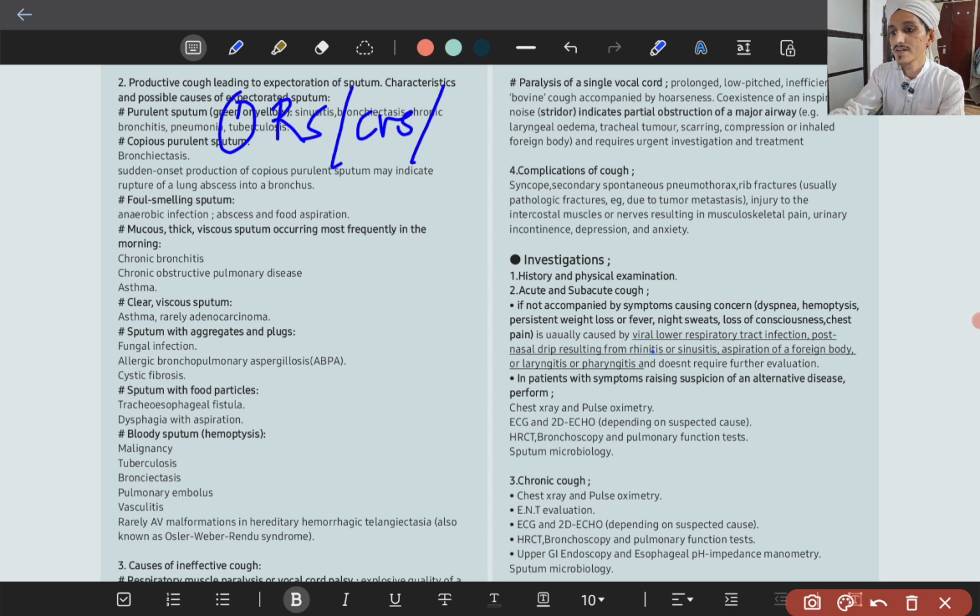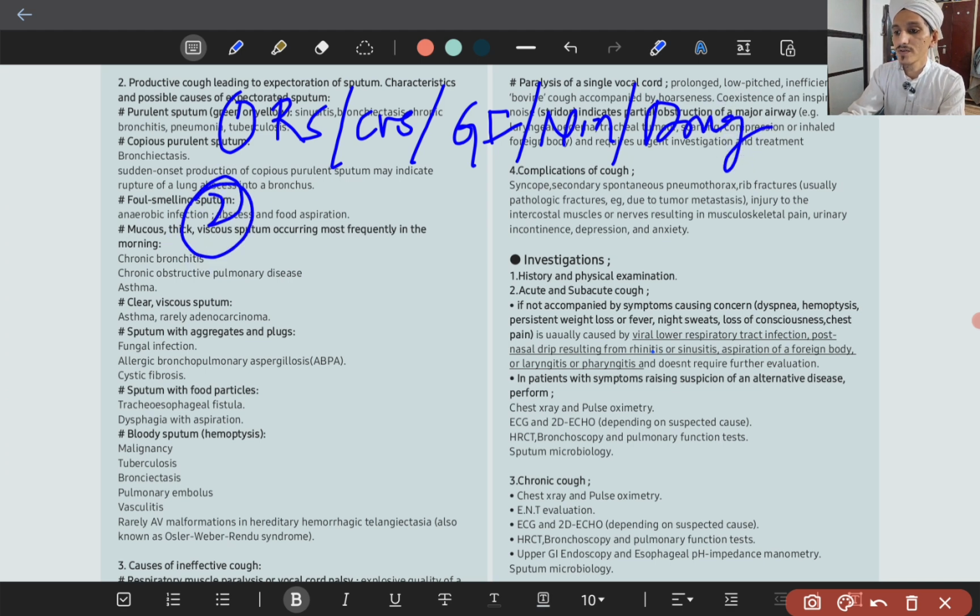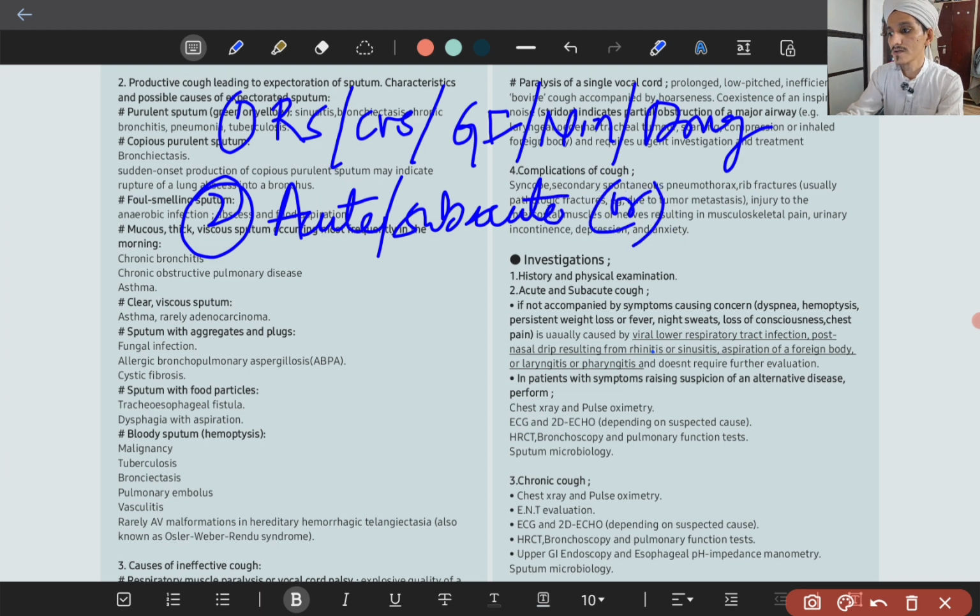So first, we had classified the cough into respiratory system cause, cardiovascular cause, GI cause, neuromuscular cause, or drug-induced cause. Then second, based upon duration: acute, less than 3 weeks, or subacute, or it can be chronic.